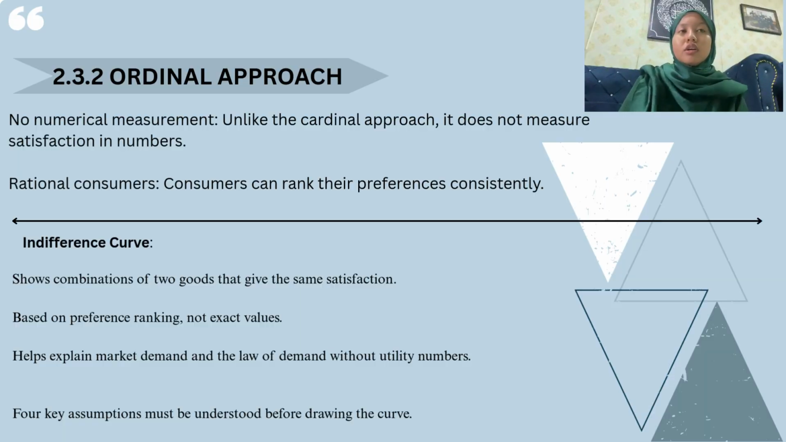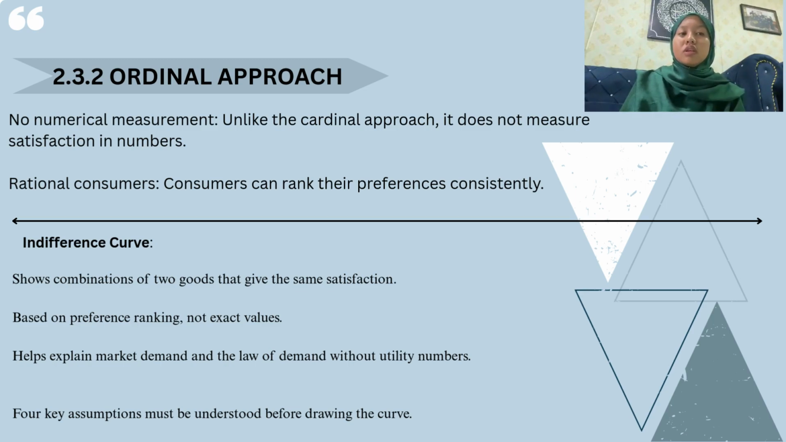So for the ordinal approach, the ordinal approach gives a different way of thinking about utility. Unlike the cardinal theory, it does not assume that people can measure satisfaction in numbers. Instead, it says that consumers can only rank their preferences. A key assumption is that consumers are rational and able to rank their preferences consistently.